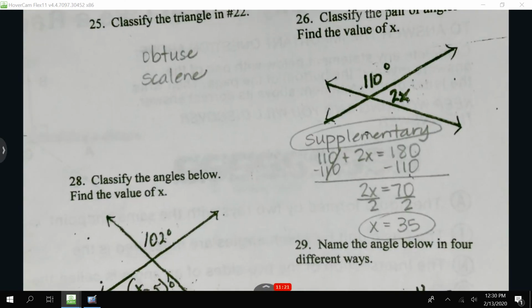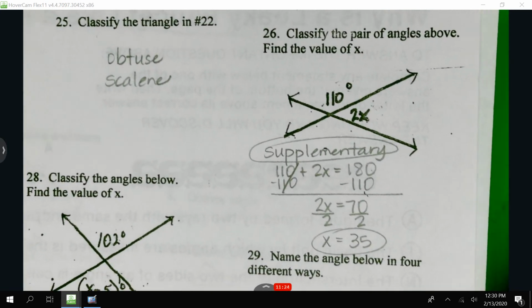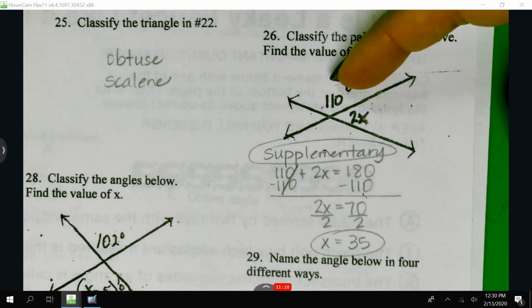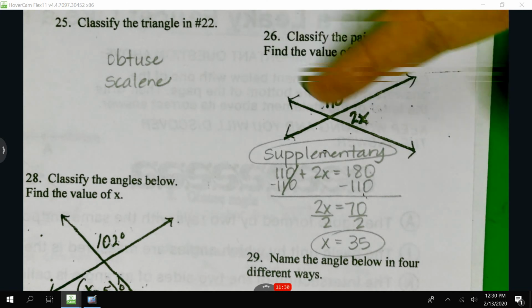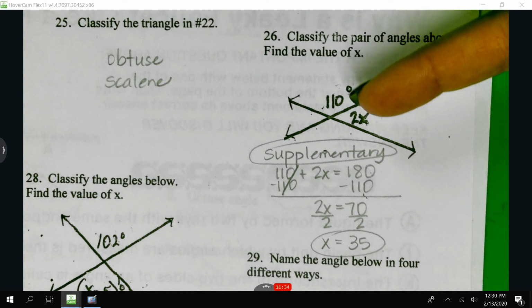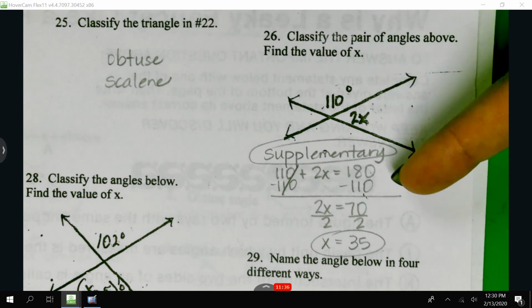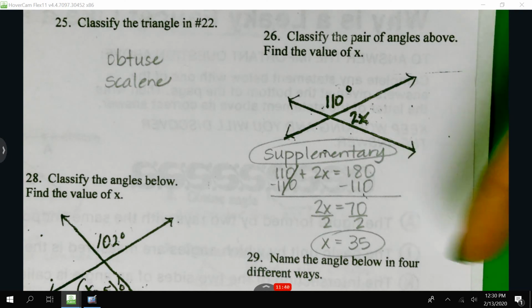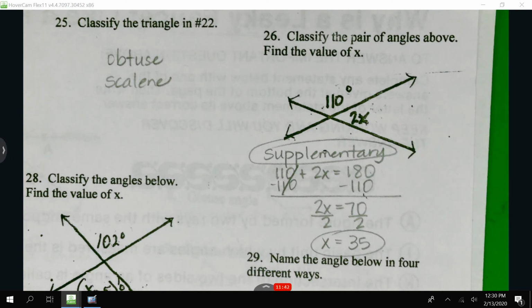Okay, number 26, it says to classify the pair of angles and find x. So the type of angles that we have are supplementary because they form a straight line. So that means that the sum of them is 180. So 110 plus 2x equals 180. And then you subtract 110 and divide by 2, so x is 35.